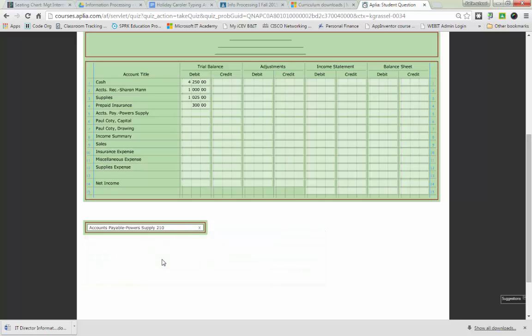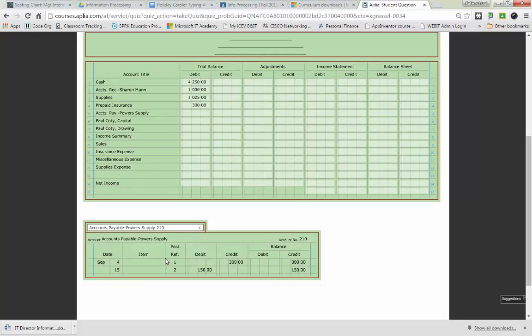Accounts Payable Power Supply is the next one. You'll notice that in Accounts Payable Power Supply, they have a credit and a debit, so they need to subtract. So they do have the correct balance there as 150. Please make sure on the worksheet you put it as a credit, not as a debit, because that is a liability. Liabilities have a credit normal balance.